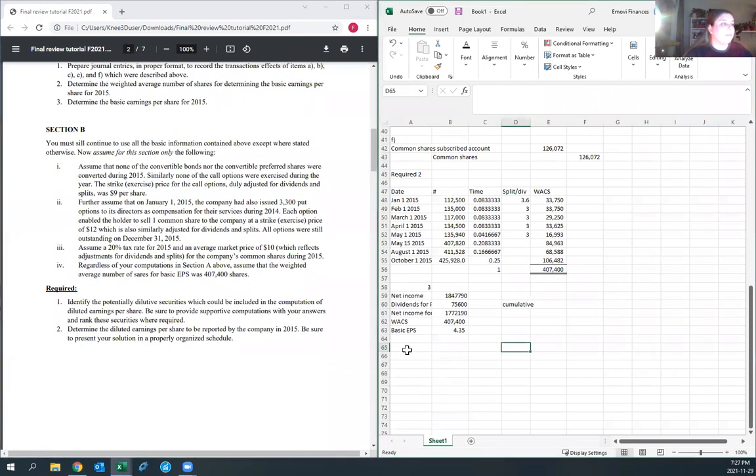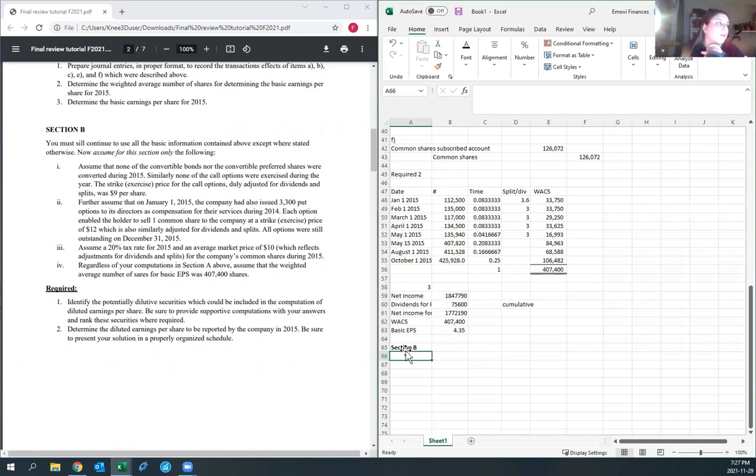All right, so section B. You must still continue to use all the basic information contained above, except where stated otherwise. Now assume for this section only the following. Assume that none of the convertible bonds nor the convertible preferred shares were converted during 2015. Similarly, none of the call options were exercised during the year. The exercise price for the call options, duly adjusted for dividends and splits, was $9 per share.